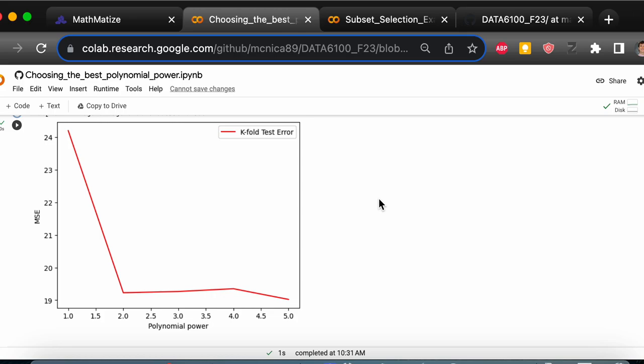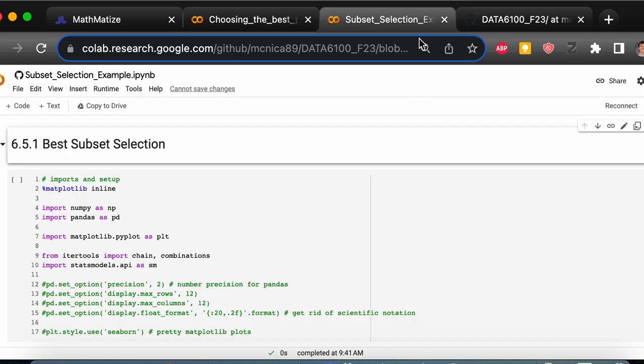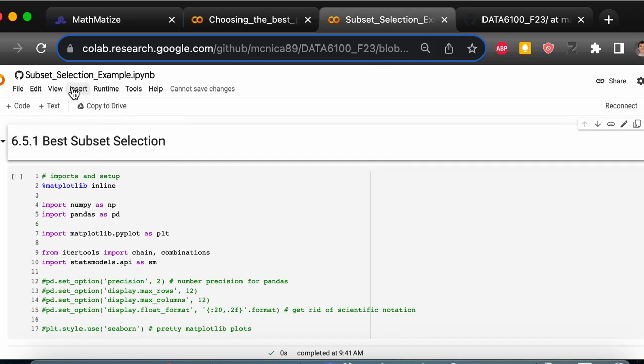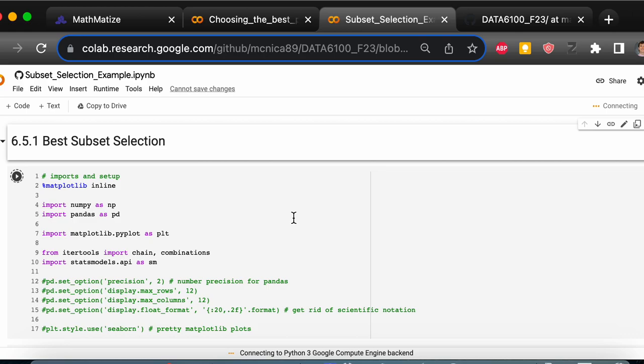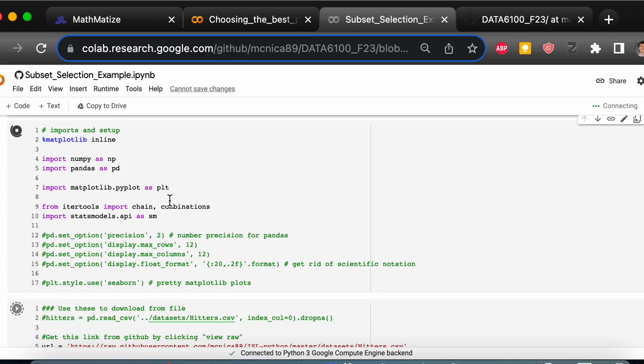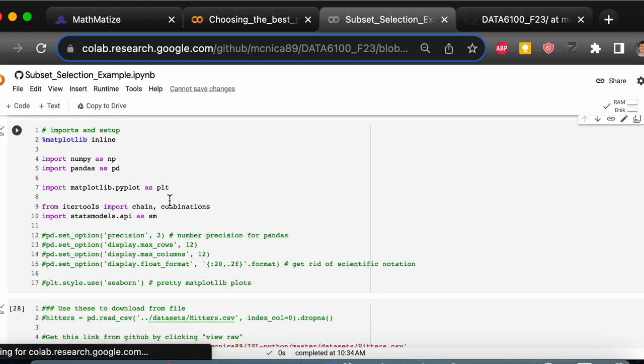Okay, the next one is even more similar to the project you're doing, and this is the subset selection problem. Let me run all. Runtime, run all. This is actually following the lab from the textbook. If you go to the textbook and look at the lab they have, it's exactly this thing. They have example code, and this is very similar to their example code. So you can follow either way.